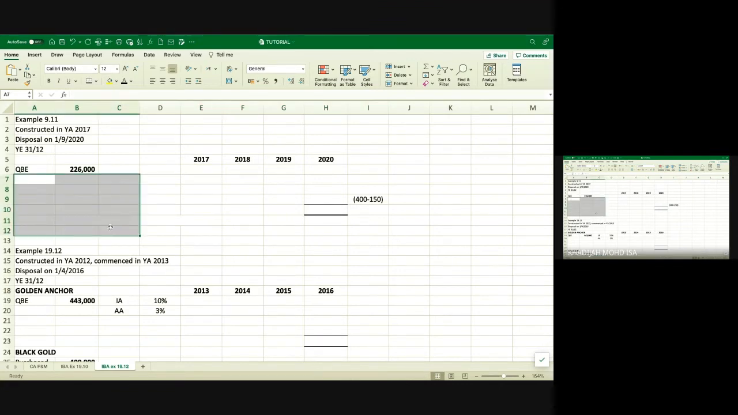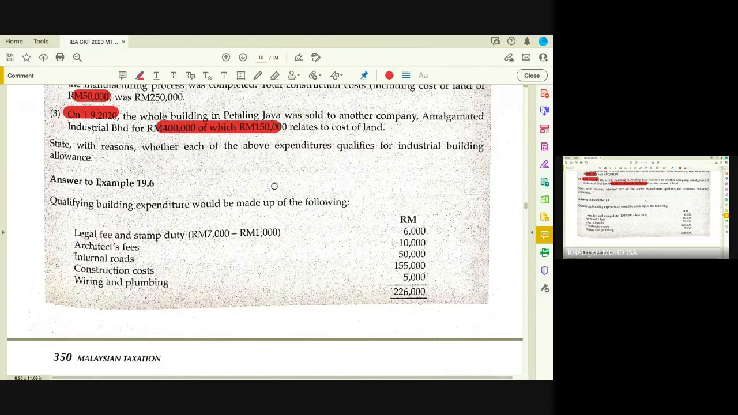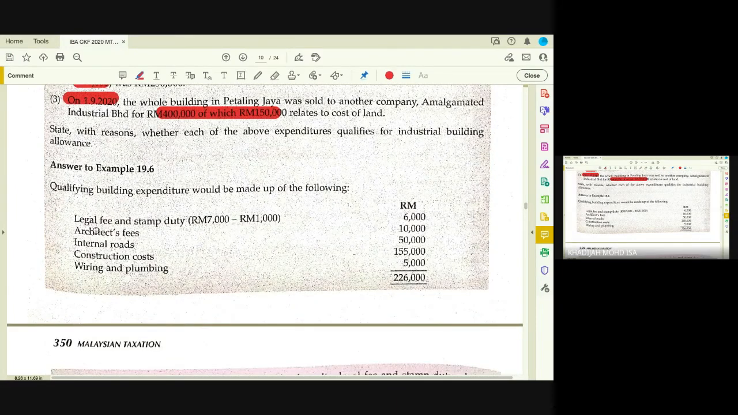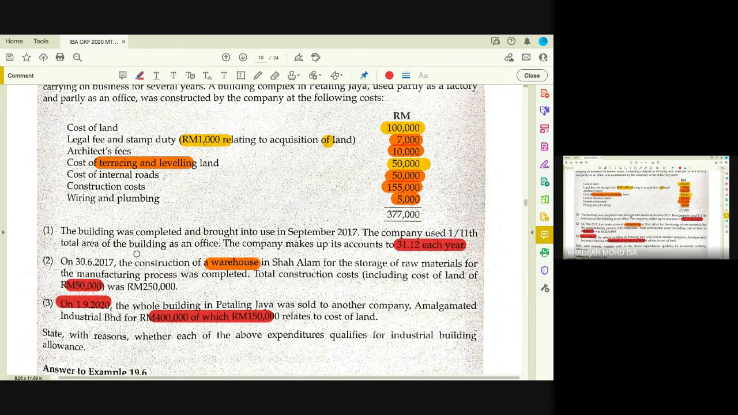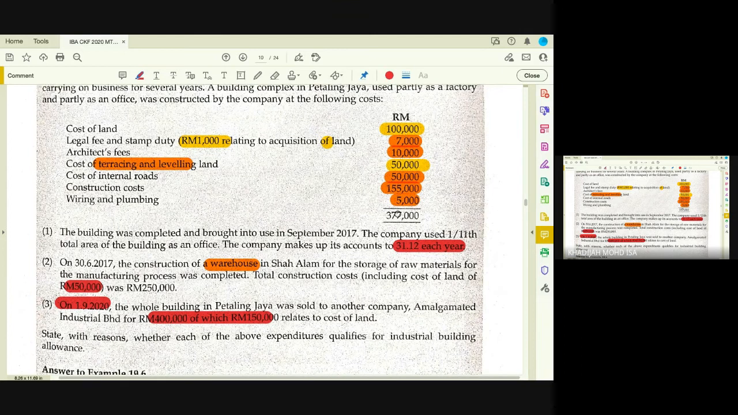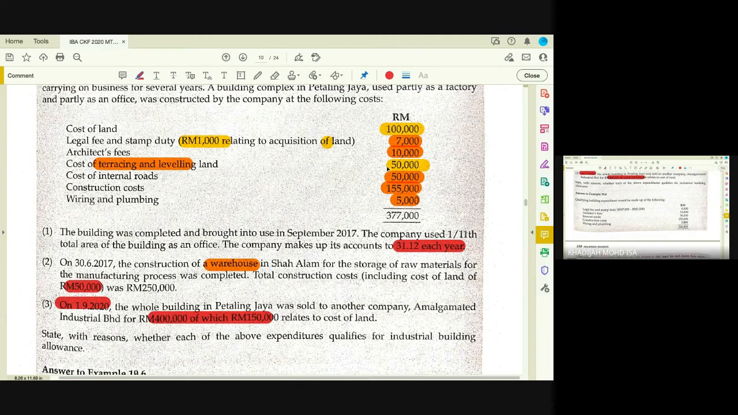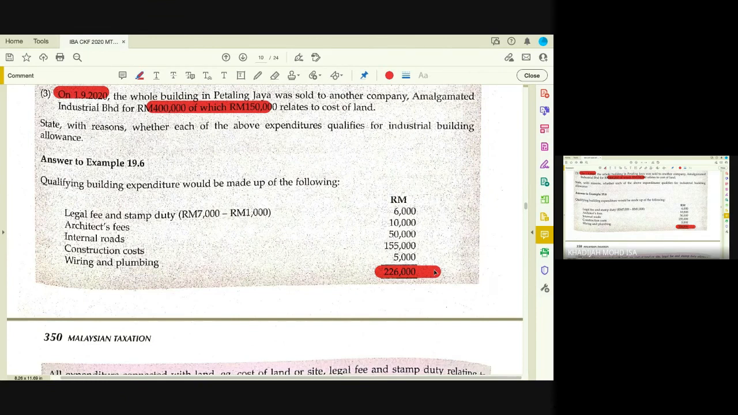We don't count that. 226, where do I get 226? 226 is here: legal fees and stamp duty, architect fee, internal road, construction cost. So it means that we took out 100,000. We take about 377 minus 100,000 minus 1,000 minus 50,000. You should get 266,000. So this is the qualifying building expenditure for the one in Petaling Jaya.